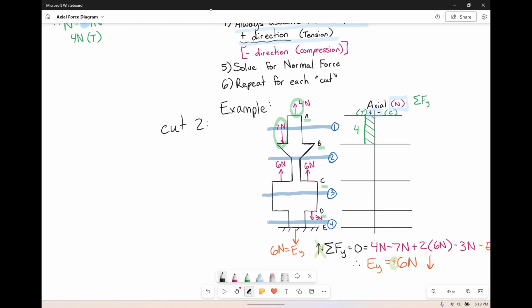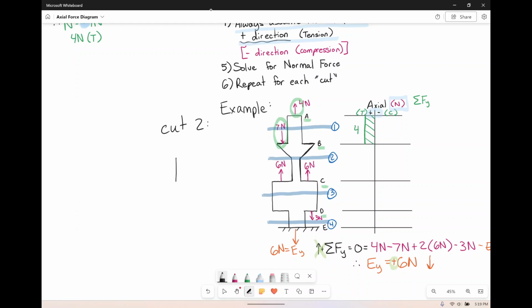For cut 2, I know you're probably thinking, oh, what a shape, we've got triangles. Again, all we are actually doing is summing forces in the y direction. There's no moments. We're not taking any moments on this. We're just looking at vertical forces. So the shape is really irrelevant.